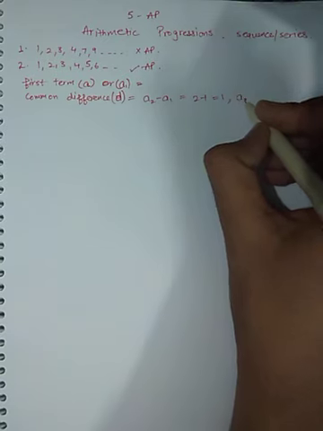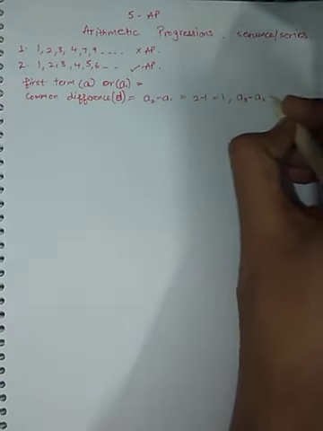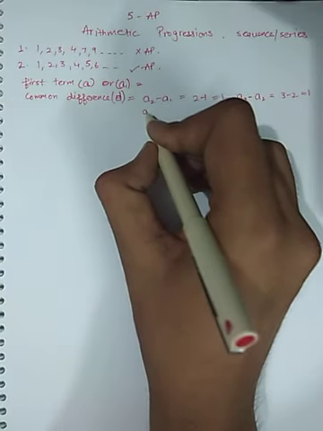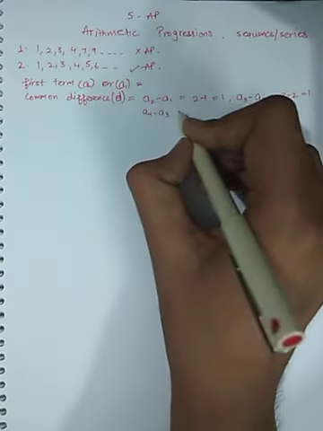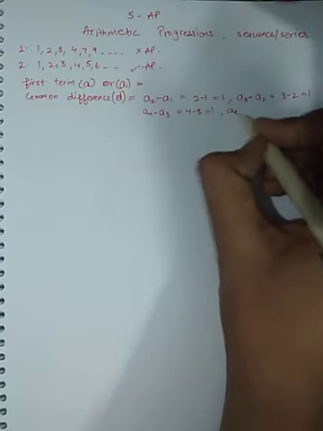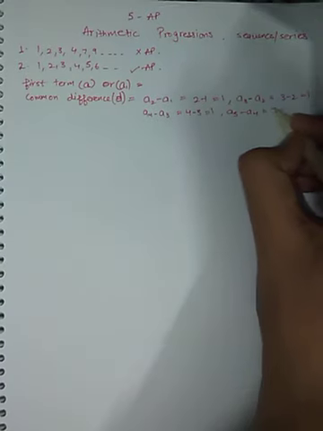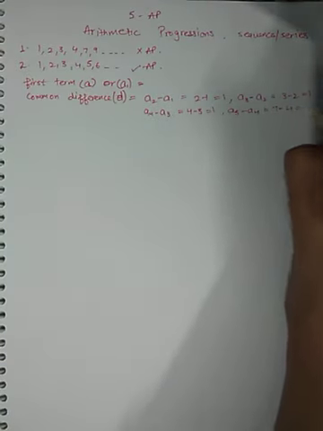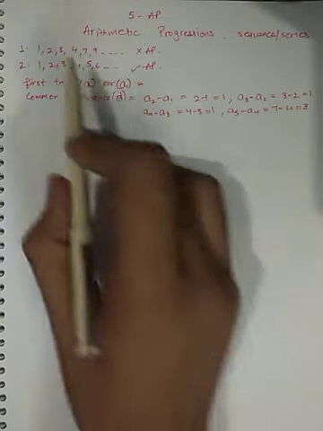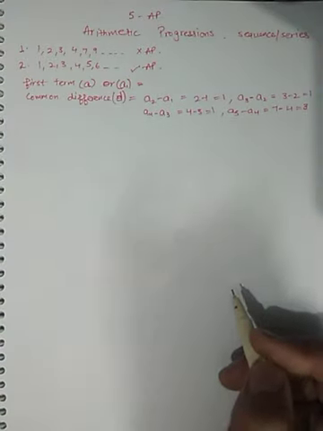Now 2 minus 1, we get 1. Then the next difference will be A3 minus A2, 3 minus 2, we get 1. Then of course A4 minus A3, 4 minus 3, we also get 1. Then A5 minus A4, that is 7 minus 4. Now we get 3. Now the difference is not the same, the difference is not constant. So that is why the first series was not an AP series.